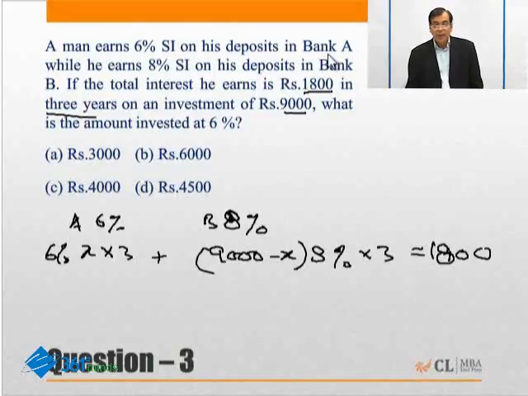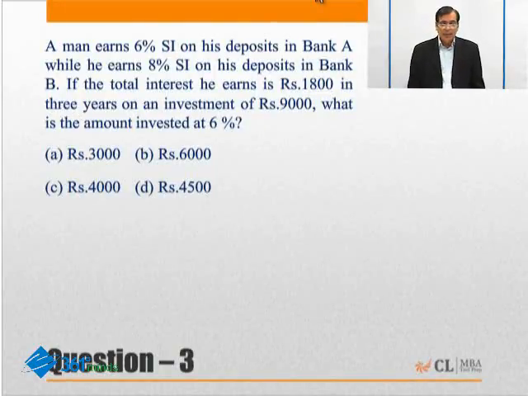But we can again do alligation out here. Alligation is a very important tool. Wherever you are mixing any two things, physical or non-physical mixture, you can always use it. What are we mixing out here? We are mixing 6% rate of interest with 8% rate of interest and getting some average rate of interest. So let us look at this question again and see how to apply alligation.